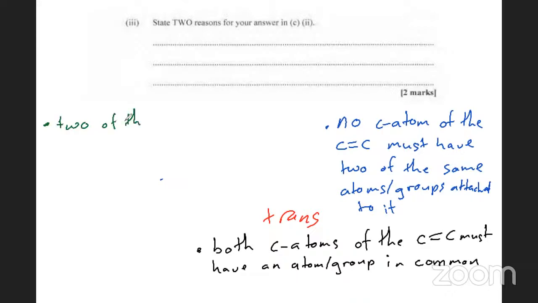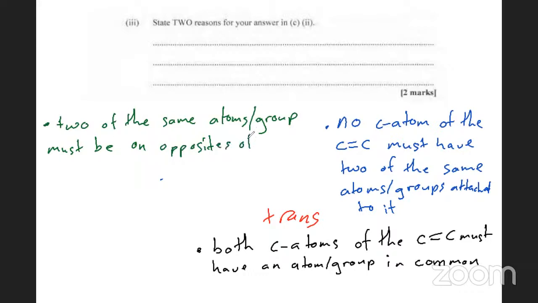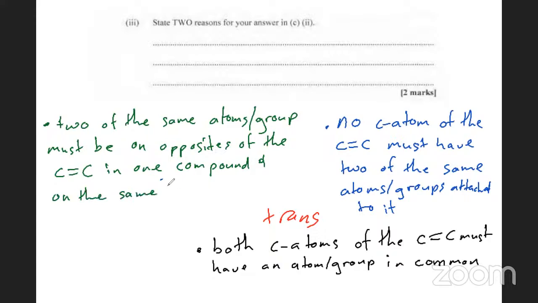Two of the same atom or group must be on opposite sides of the double bond in one compound, and on the same side in the next compound.